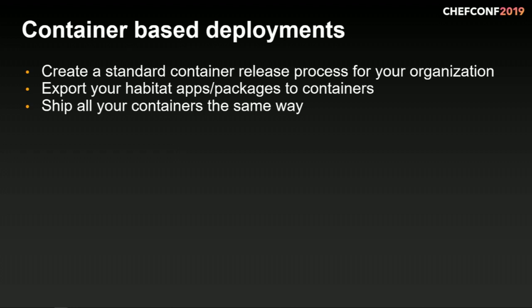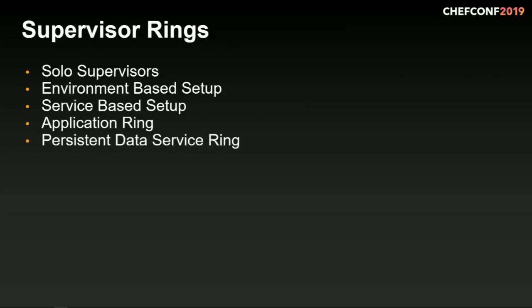So really, what we'd advocate is we're not going to change the world on you in the container space right now. What we would say is create a standard container release process for your org, export your apps and packages to containers, and ship all your containers the same way. However you're shipping your existing Kubernetes services, I wouldn't drastically change that. I would keep shipping them the same way. Habitat gives you an easier way to take some of those things that you're building for VMs, pick them up, and move them into containers, but that's a whole other talk. So I'm not going to get into it right now.